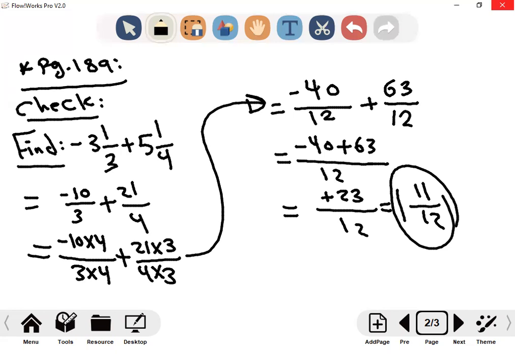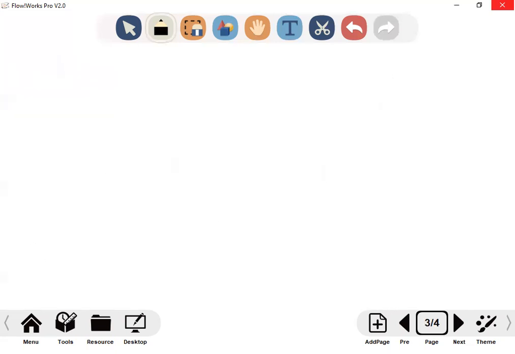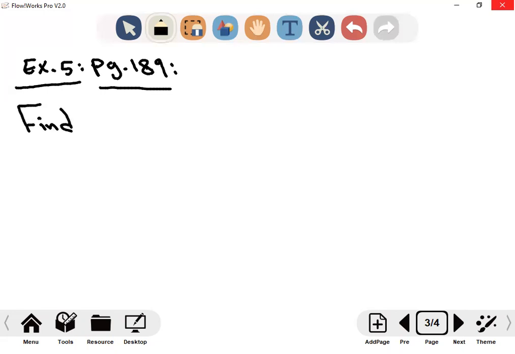This is the check of example 4. Now let's go to example 5 and take a look there, please. Thank you, Mr. Welcome. We are on page 189. Example 5, page 189. Find negative 2 over 5 plus 2.3.